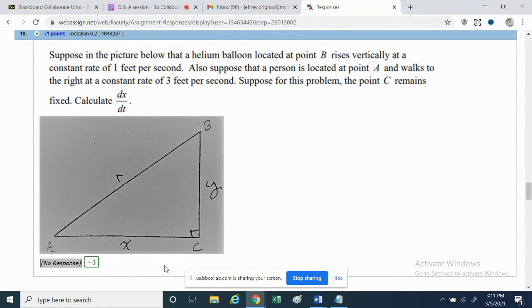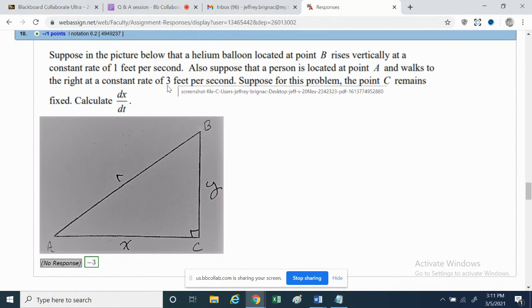Yes. Because it says point C is fixed, and point A is where the person is, and they're going this way, to the right. So X is the variable here. See how it says what's dx/dt? X is getting smaller from moment to moment. So how is it getting smaller from moment to moment?